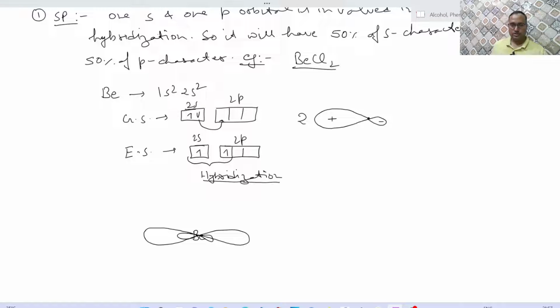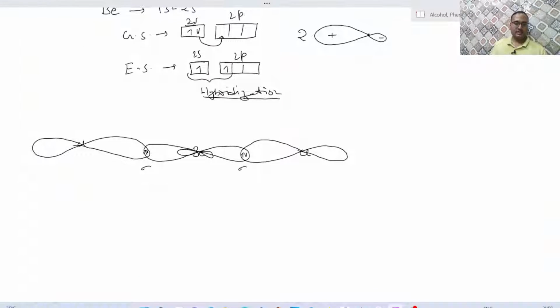Okay. So the chlorine atom with its p orbital overlaps this hybrid orbital and leads to the formation of a sigma bond. The other chlorine on the other side will also have its p orbital, which also overlaps with this hybrid orbital, and that also leads to the formation of a sigma bond. So this is how BeCl2 or beryllium dichloride is formed involving sp hybridization. It is also known as a linear hybridization as the orbitals are lying at an angle of 180 degrees to each other.